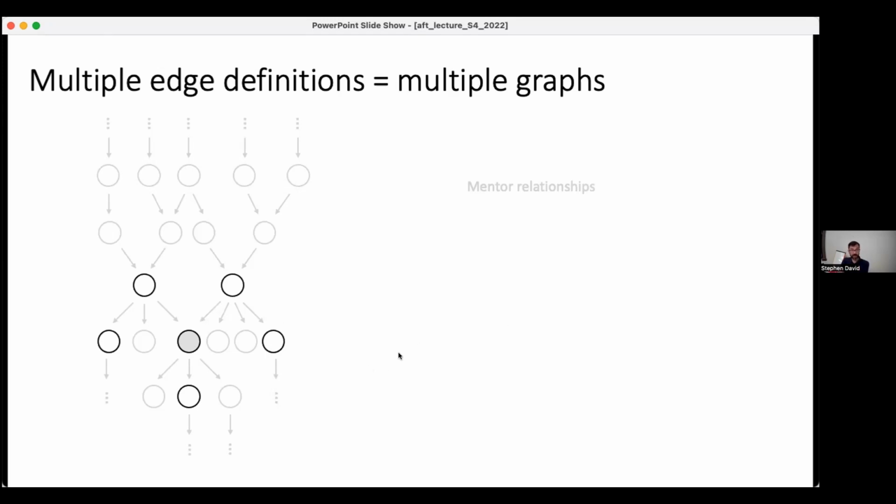But maybe what we're interested in is publication relationships, right? And here I'm just very schematically asking, how many publications did this researcher co-author with various individuals in the graph? He or she may have written a couple of papers with their postdoctoral mentor. They may have written a paper with another student in that lab, and maybe another collaborator from outside the lab.